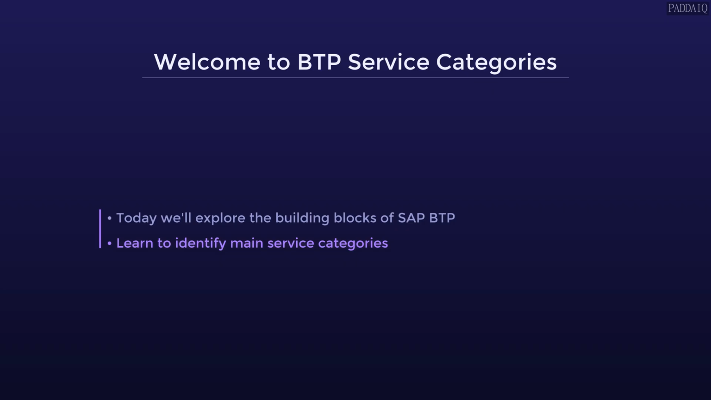Learn to identify main service categories. This means recognizing the four primary groups of BTP services: database and data management, analytics, application development and integration, and intelligent technologies. For example, the SAP HANA Cloud service belongs to the database and data management category. Mastering this helps you quickly select the right tools for your project needs.